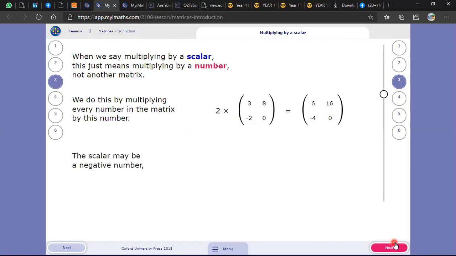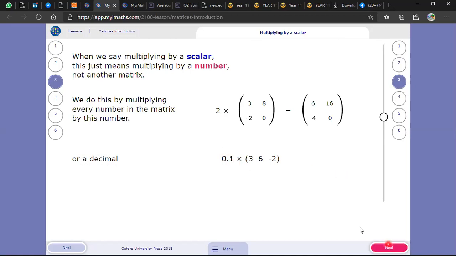Now, the scalar may be a negative number. In fact, it can be any number. That's why we call it a scalar. If it's a negative number, for example, if you multiply minus 3 by this matrix 4 and minus 6, you definitely have the first to be minus 12, which is minus 3 times 4, that's minus 12. And then minus 3 times minus 6 will give you positive 18. Of course, we can also multiply by a decimal number. It's any number. That's why we call it scalar.